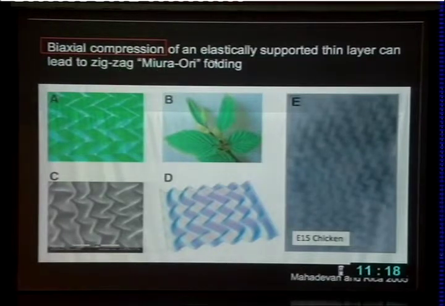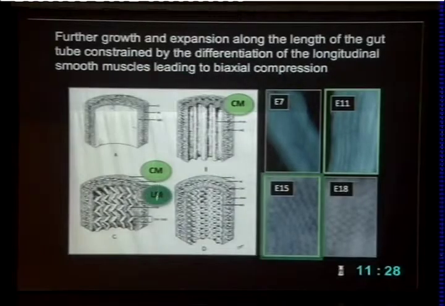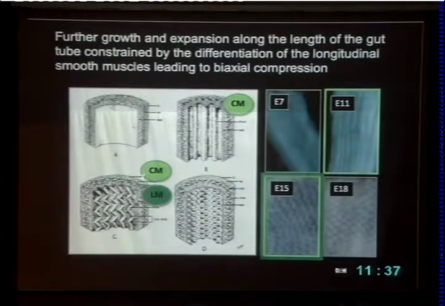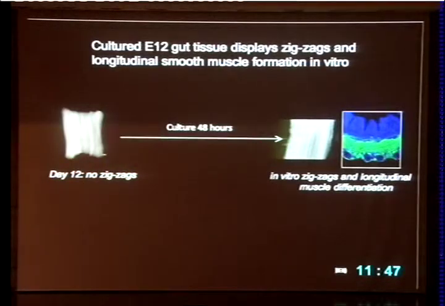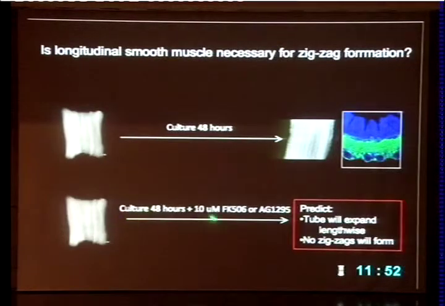is obtained when you have a thin layer that's elastically supported, but now is compressed biaxially. Biaxial, two perpendicular directions. That's exactly what you would get with the longitudinal muscle and the circumferential muscle. So we then just looked and said, okay, are the circumferential and longitudinal muscles necessary to get the zigzags? So we repeated what we did before, now starting at a ridge stage. And if you culture those in vitro for 2 days, you get the extra layer of muscles and you get zigzags. So now you repeat it in the presence of the drugs.